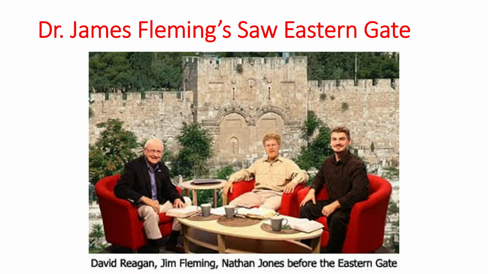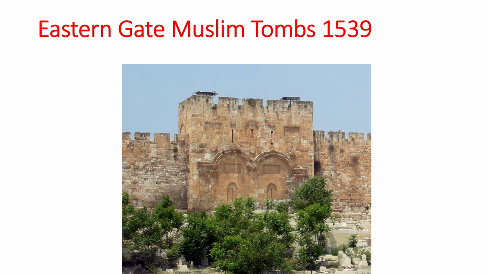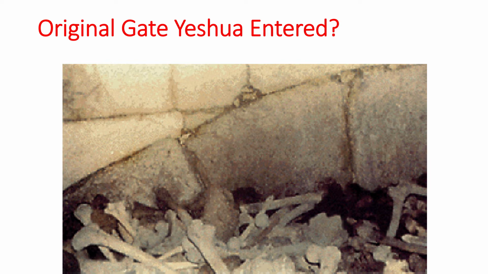So the middle there, this is James Fleming. Okay, and so he's sitting between David Reagan, who runs a prophecy show, and Nathan Jones, who is the webmaster for the prophecy show. And so Nathan is from Georgia, and he was in Jerusalem in 1967. He was looking at that Eastern Gate, and he fell into the Muslim graveyard because it was raining. And he fell, and he had a camera. So there's the graveyard, and he fell into that. And this is the photo that he took.